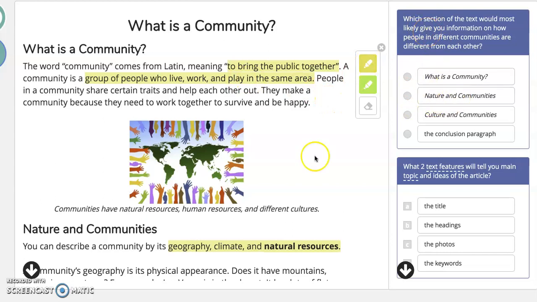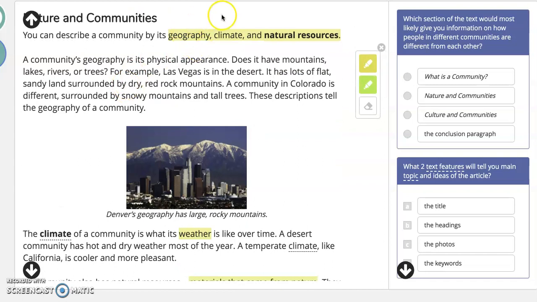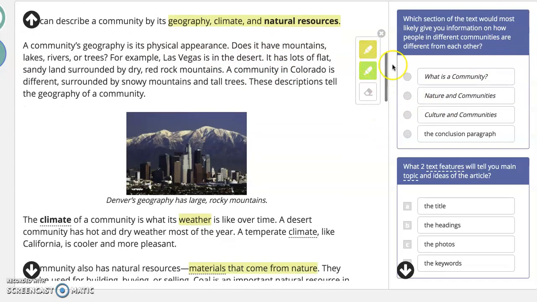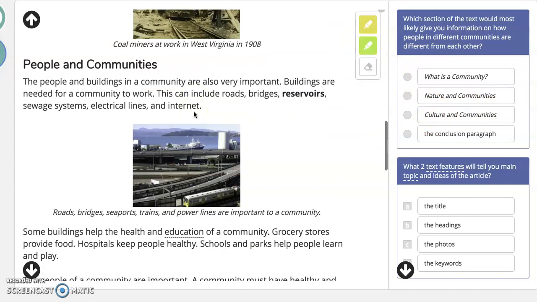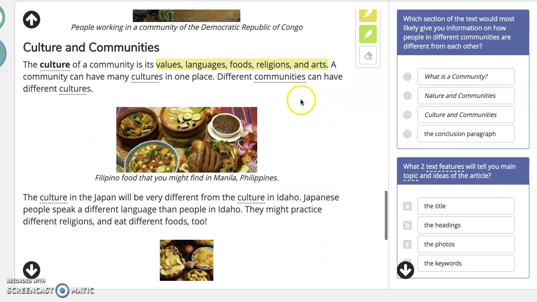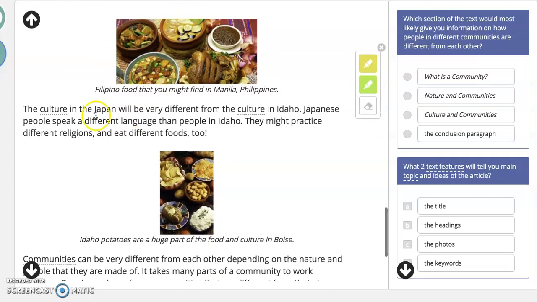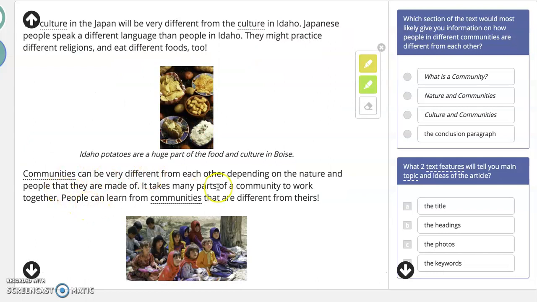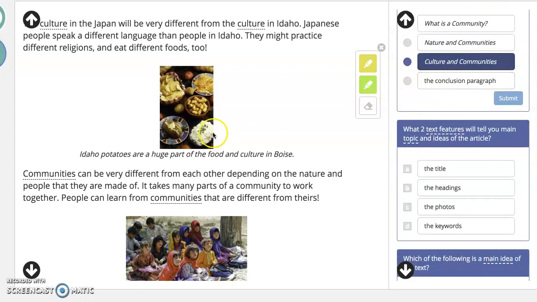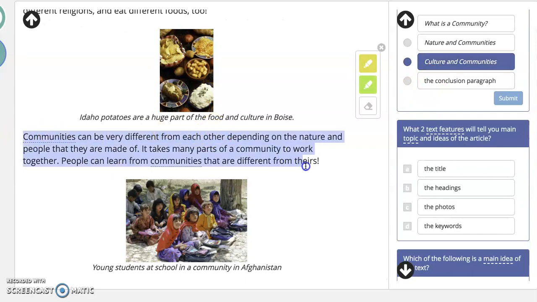No. Nature and communities: if I'm talking about nature, I'm talking about the geography, the climate, and what resources are there, like coal and things like that. Does that talk about the people? No. Culture and communities. You see how I'm going through these? I'm finding which one they are, so I'm looking at them. This is talking about different cultures and how the people in the cultures can be different from each other. Does that answer my question? Yeah. But let's just look at the last one, the conclusion paragraph, which is this one right here.